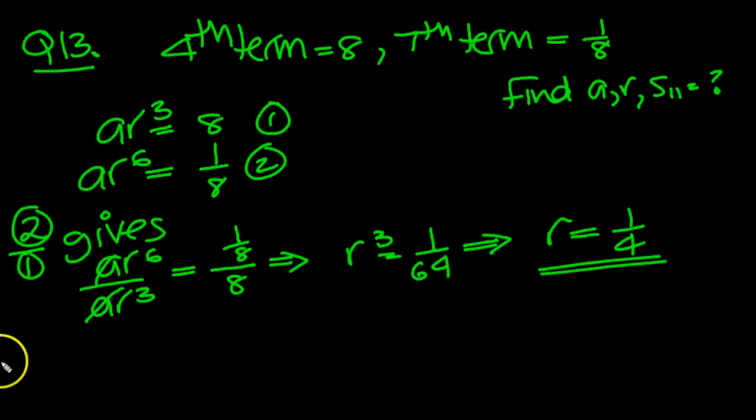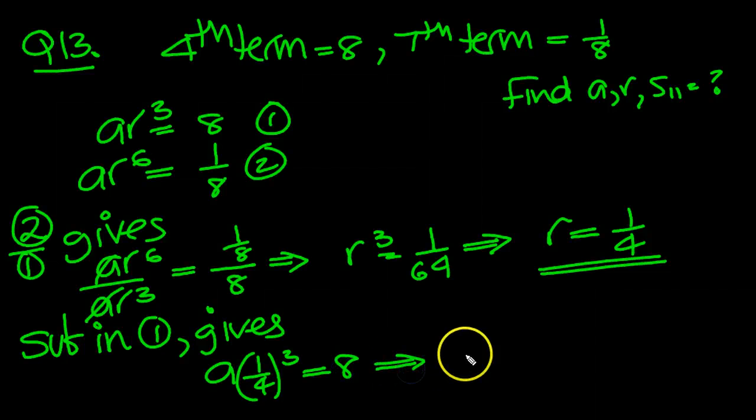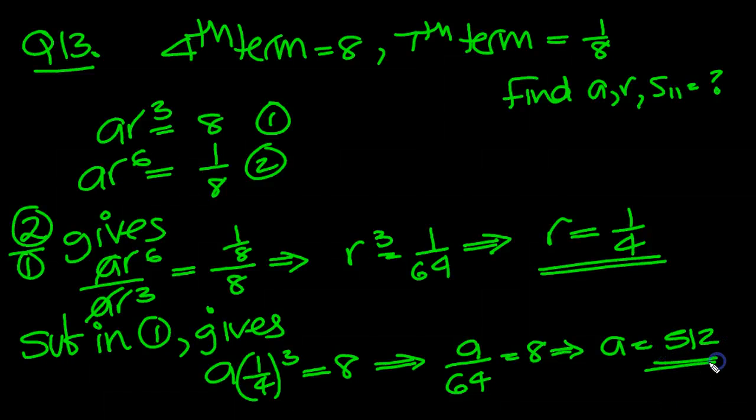So there's r. Let's sub it into the easier one of the two. So sub in which one? Number 1 is easier, isn't it? Sub in 1 gives, so what have we got? AR cubed, 1 to the quarter cubed equals 8. So A over 4 cubed, that is. That's A over 64 equals 8. So 8 times 64 is 512. 8 sixes are 480, 8 fours are 32. 480 and 32 is 512. So there we are then, there's A and there's R.